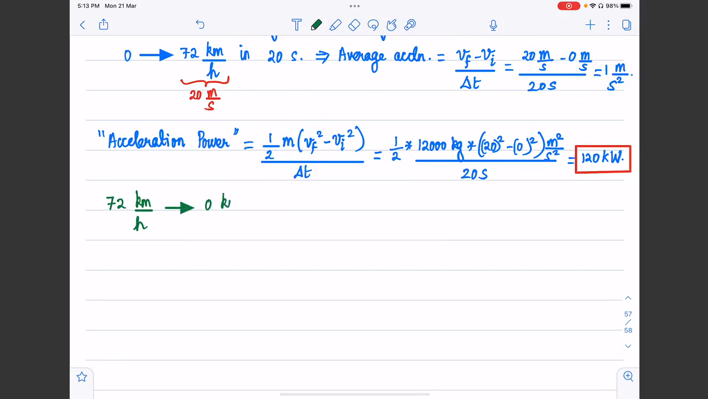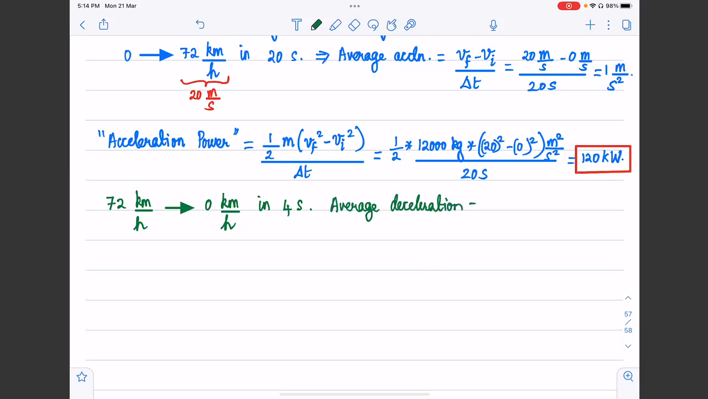So when we are braking, when I design the brake, I can't afford to come from 72 kilometers per hour to 0 kilometers per hour in 20 seconds. Let us say I am given a design criteria saying that, hey, go from 72 kilometers per hour to 0 kilometers per hour in, let's say, 4 seconds, sometimes maybe even lower than this. So what happens here?